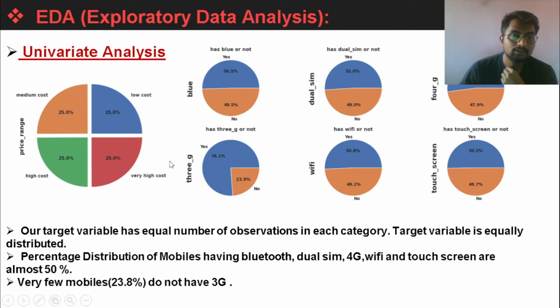And next is the percentage distribution of mobiles having Bluetooth, dual SIM, 4G, Wi-Fi and touch screen. Here we can see the different pie charts for Bluetooth, dual SIM, 4G, 3G, Wi-Fi and touch screen. For Bluetooth, dual SIM, touch screen and Wi-Fi, the distribution is almost 50%. Very few mobiles do not have 4G. Here we can see 23.9% phones do not have 3G.